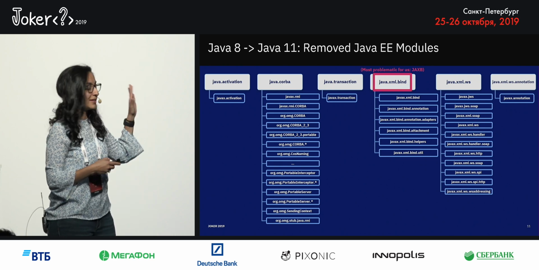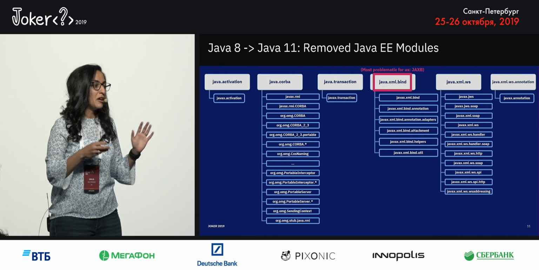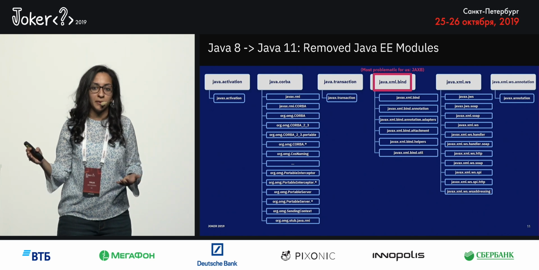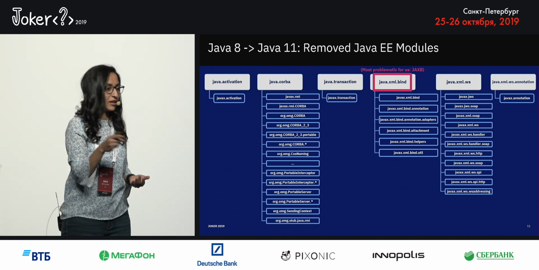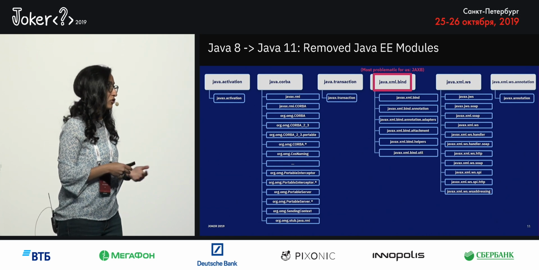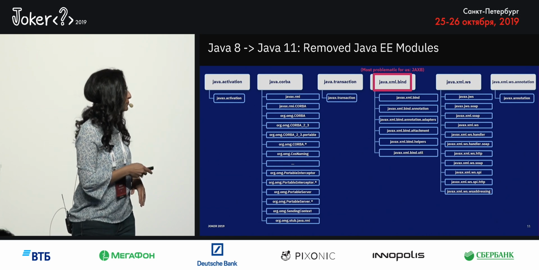For us, the biggest hitter from a Webster perspective was the JAX-B one, because we were using a lot of JAX-B libraries and we could see a lot of people's hands went up because some people are using JAX-B just outside of even an application server.